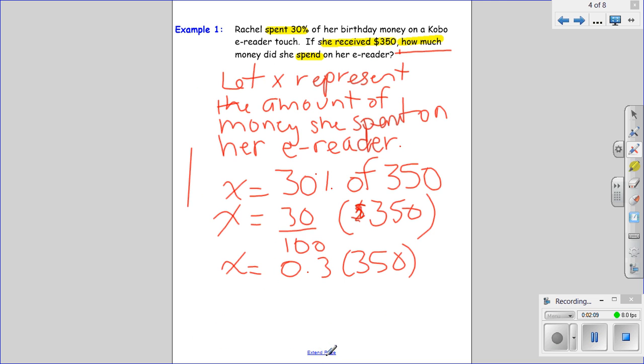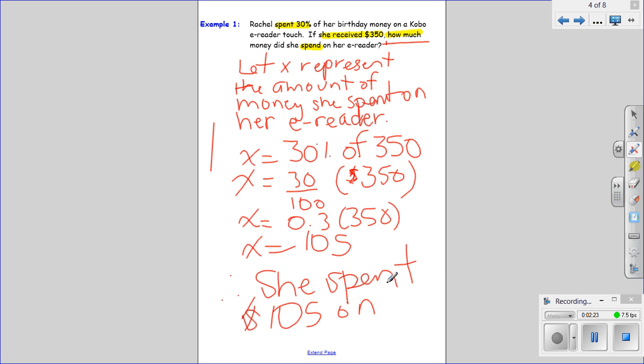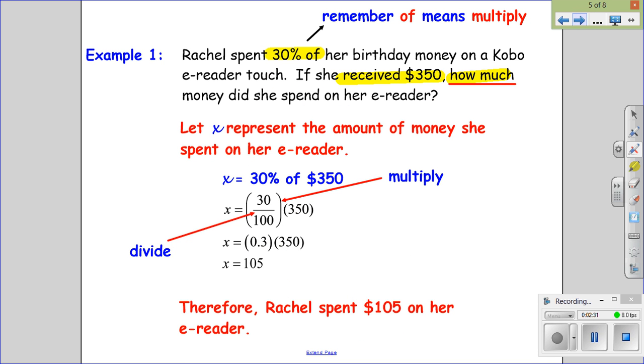Oops, we need to extend the page again. And because it's a word problem, we have to write a sentence answer. So therefore, she spent $105 on her e-reader. Okay. And again, you'll be able to copy that better here because it's written up neatly on the next slide.